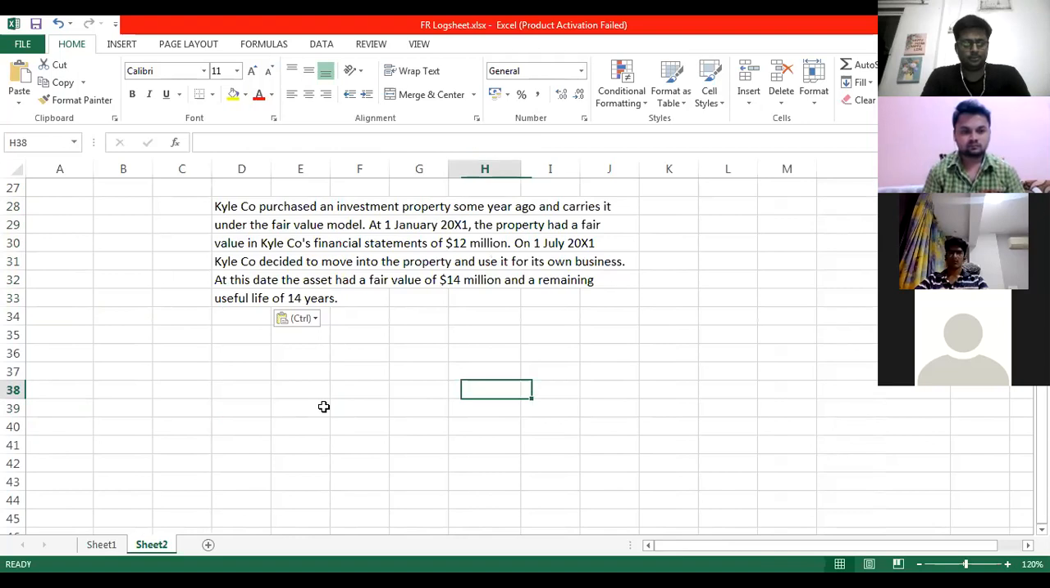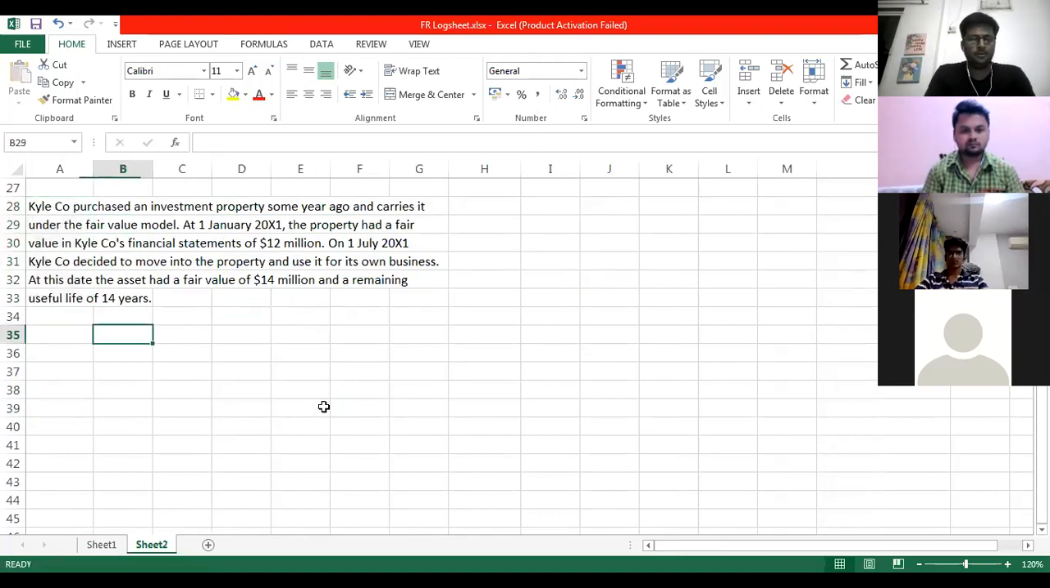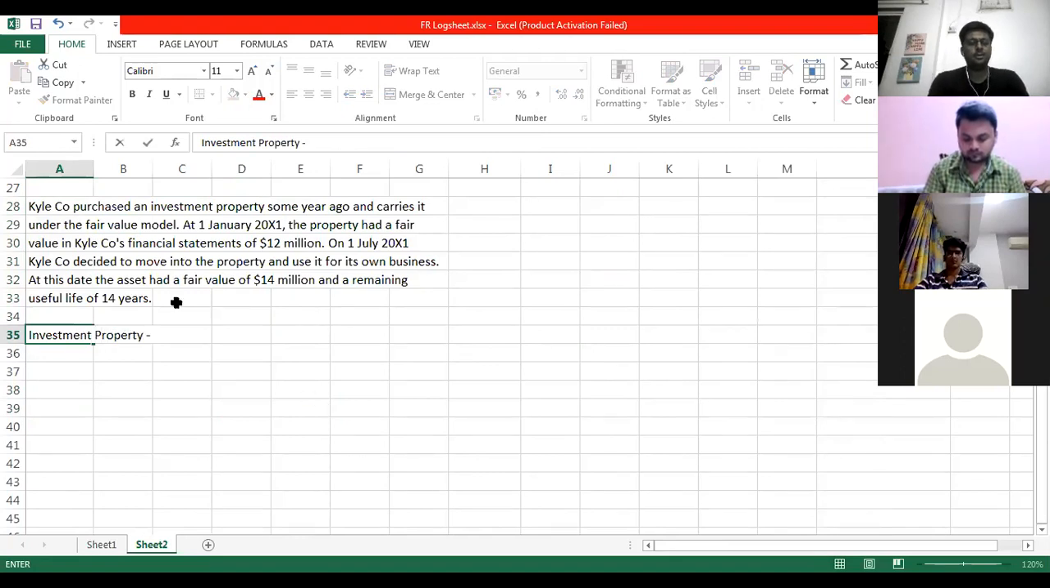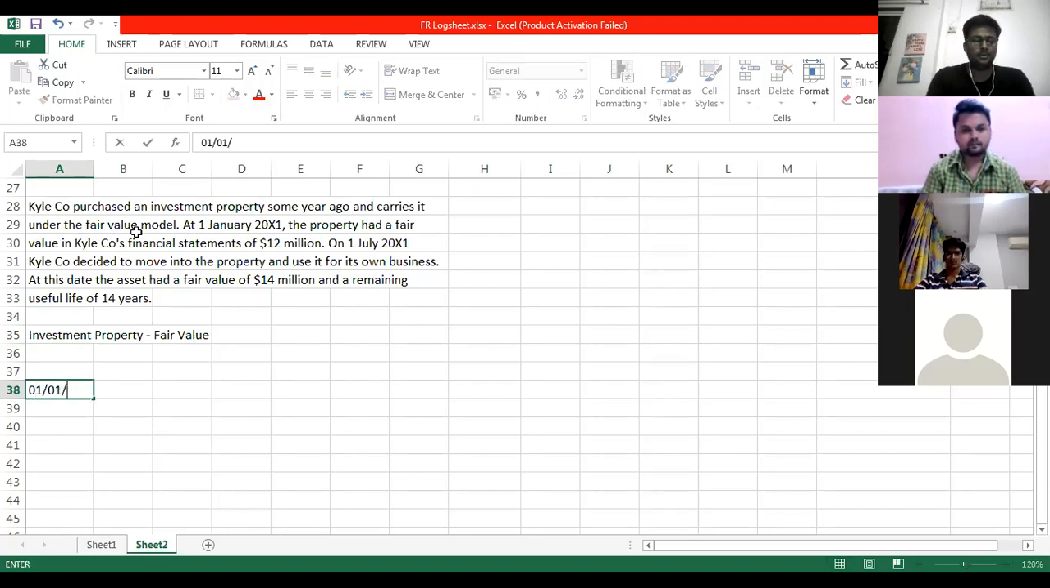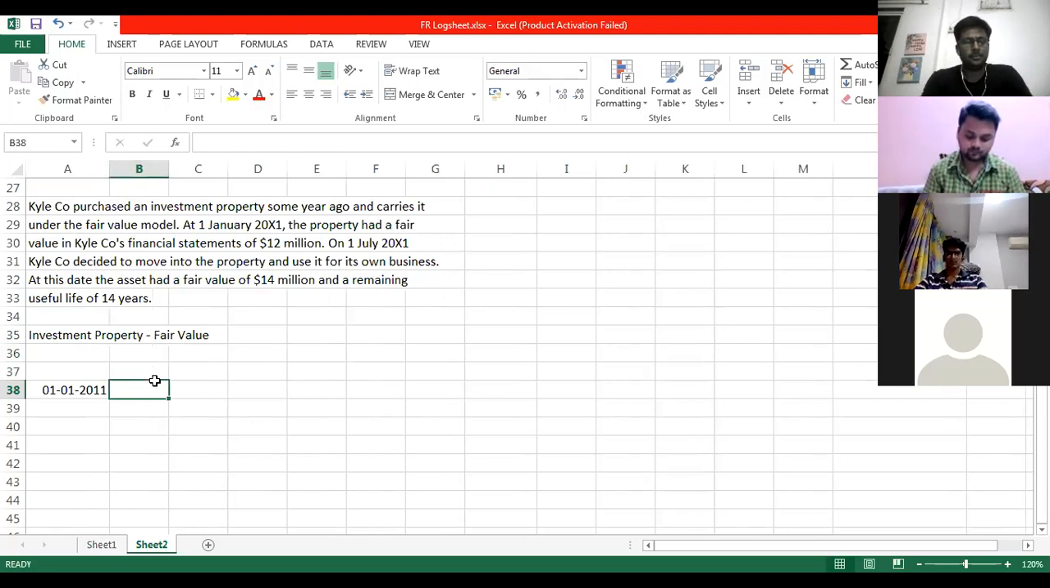This property was purchased some years ago. Initially the company purchased the property and they are holding that asset as an investment property. For that, they were following the fair value model. Now, on 1st January 2011, the fair value in the balance sheet is 12 million.